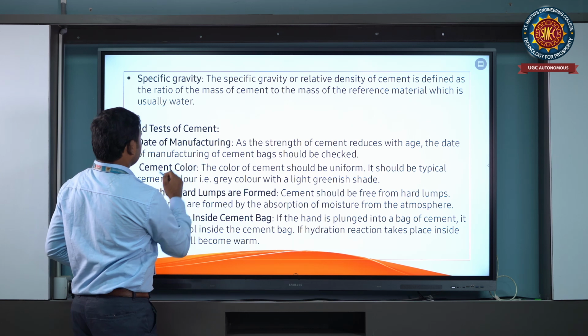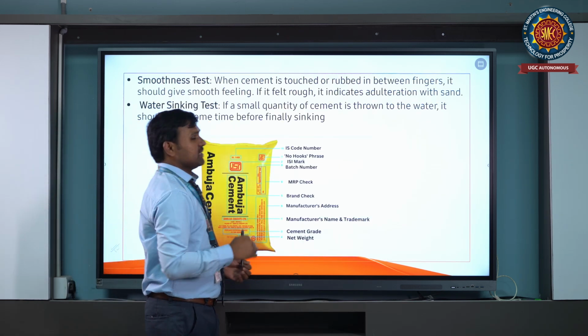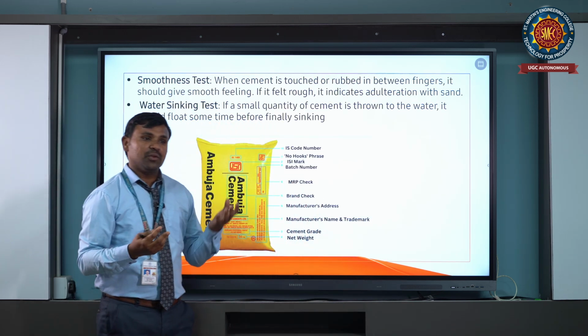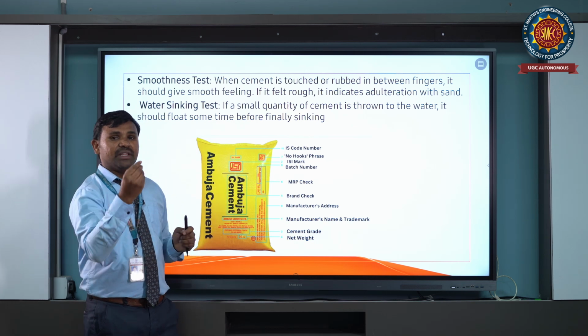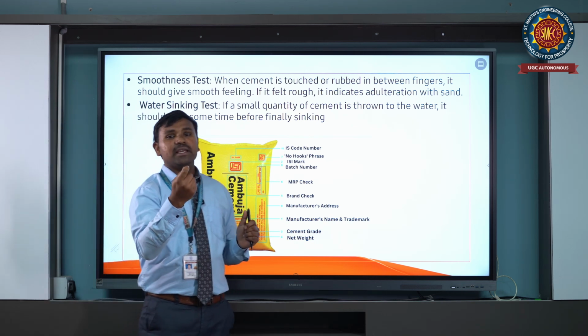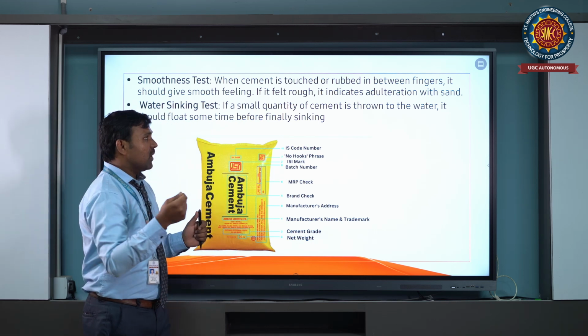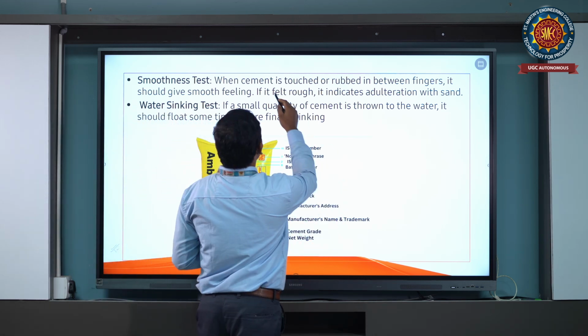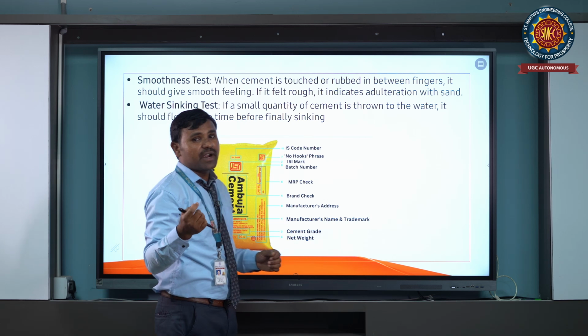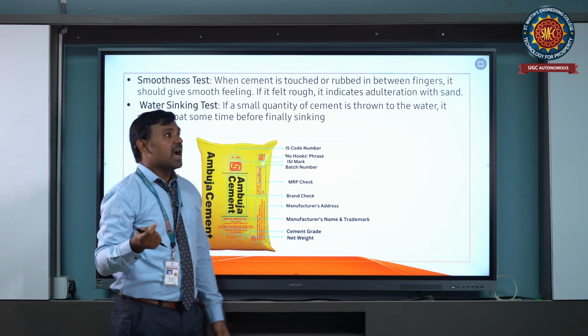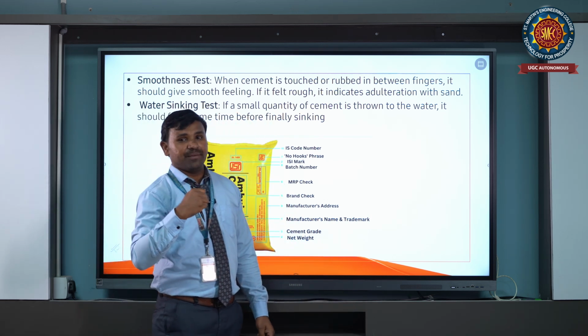And next, smoothness. When you take the cement in your hand and rub it between the fingers, you should feel a smooth feel. Otherwise, if it feels rough, it indicates adulteration with sand.